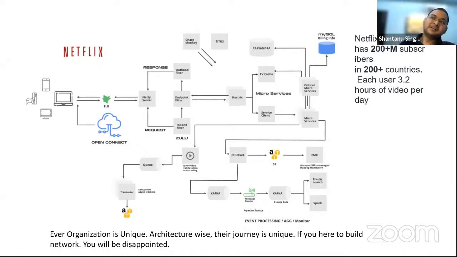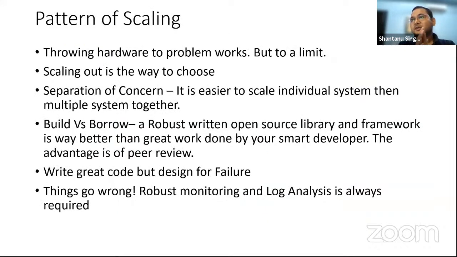Thinking too far is a bad thing, but thinking too near is also a bad thing. Neither of them really helps you, and you should avoid both. So that's how it is. Now, the pattern of scaling: how do we actually scale?